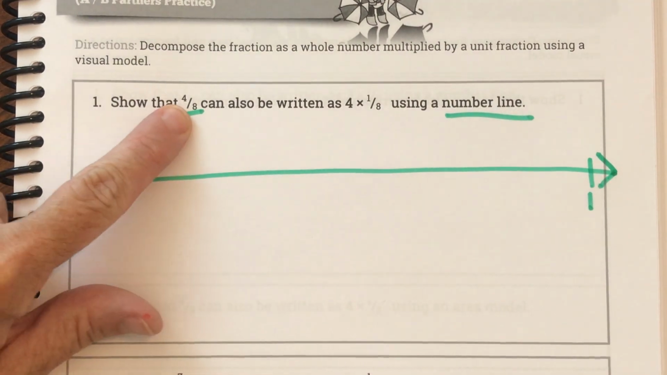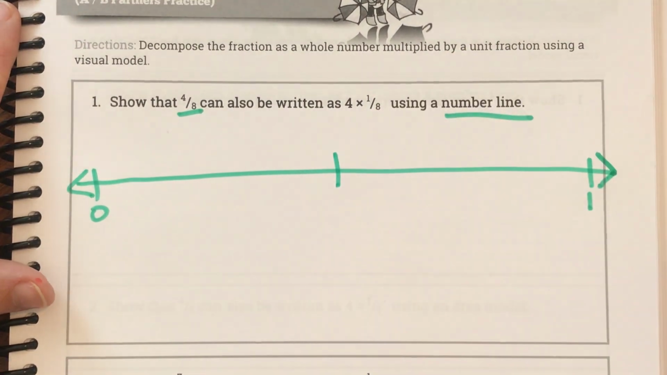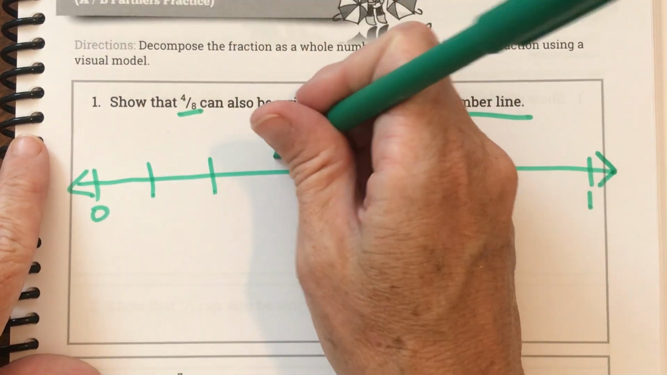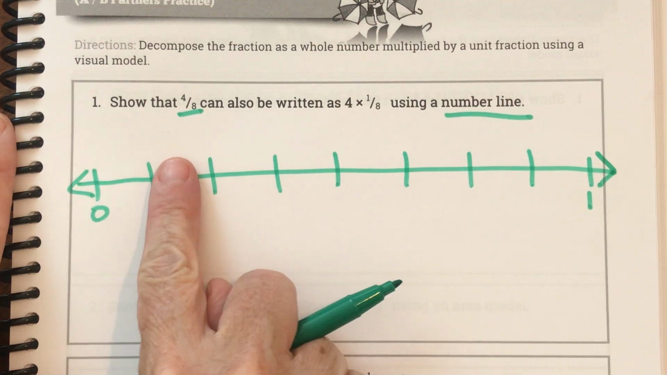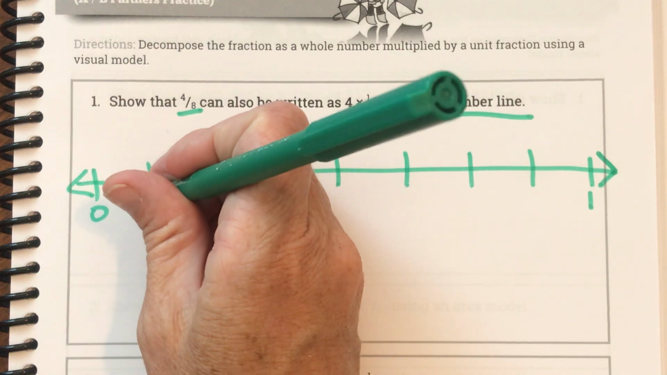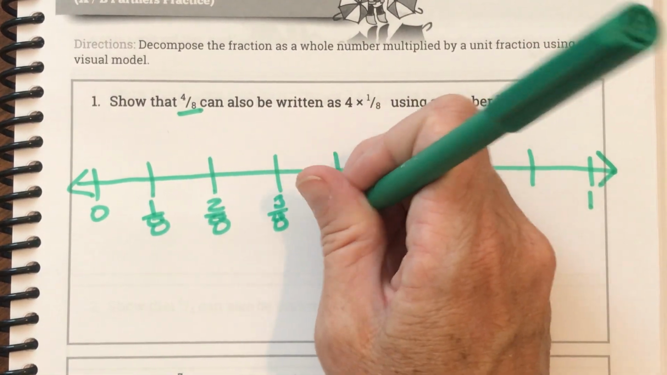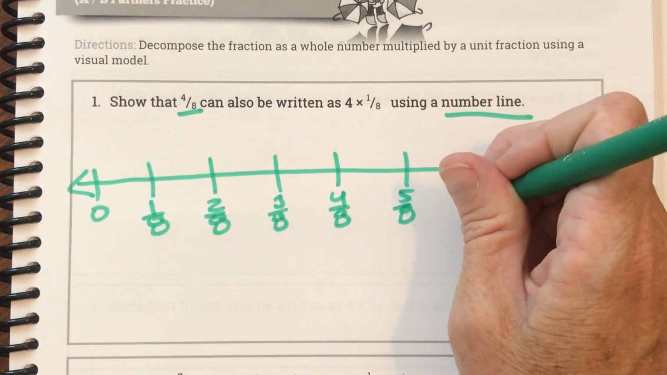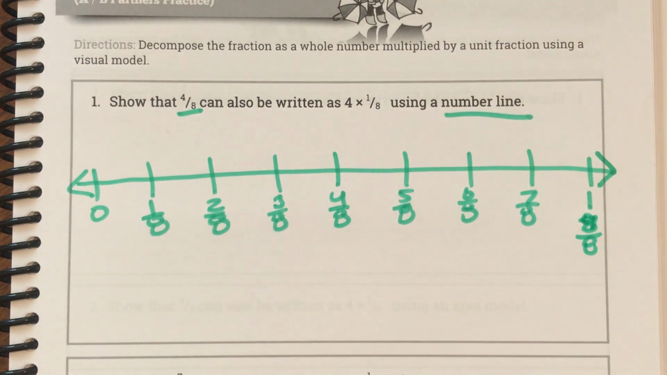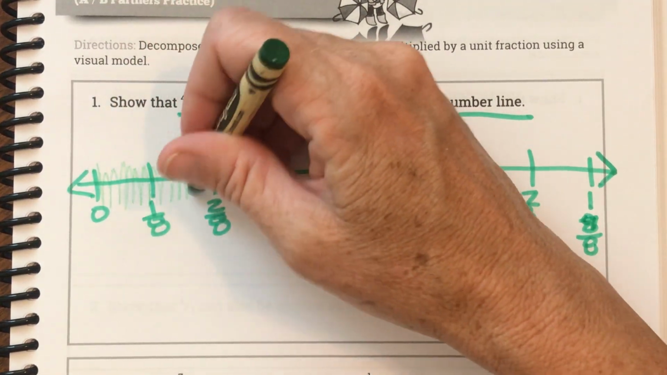Because the denominator is 8, I need to partition or divide this into eighths. I'm going to start by halves, and then I'm going to do fourths. So now it's 1, 2, 3, 4 parts, and then I'm going to cut those in half again. So I should have 1, 2, 3, 4, 5, 6, 7, 8 parts. Let's label them: 1/8, 2/8, 3/8, 4/8, 5/8, 6/8, 7/8, and 8/8. Okay, and we have 4 of them, so let me lightly shade that.